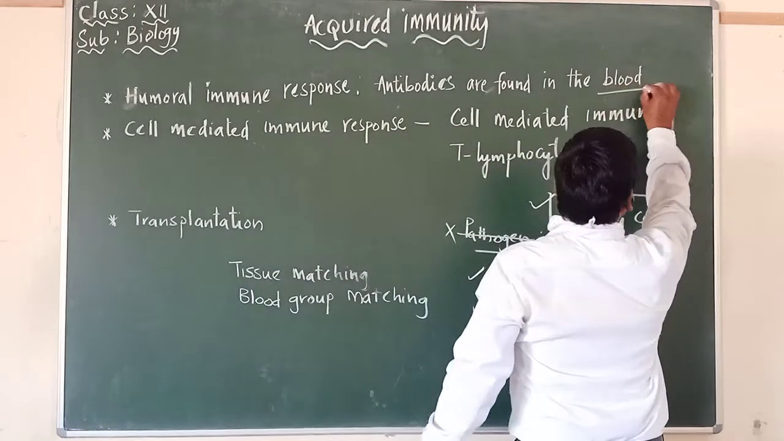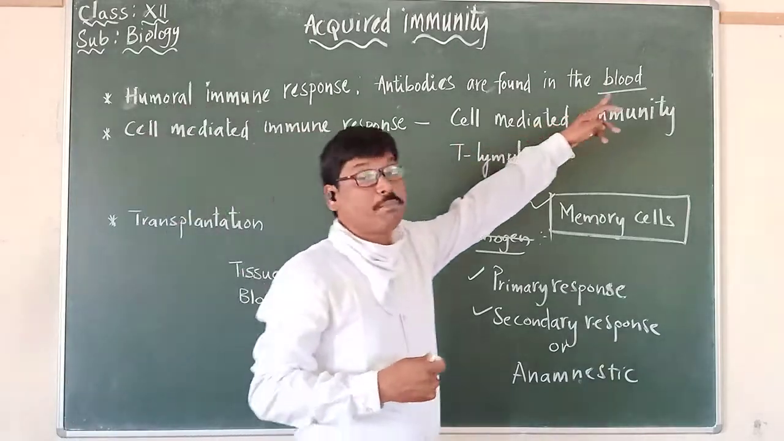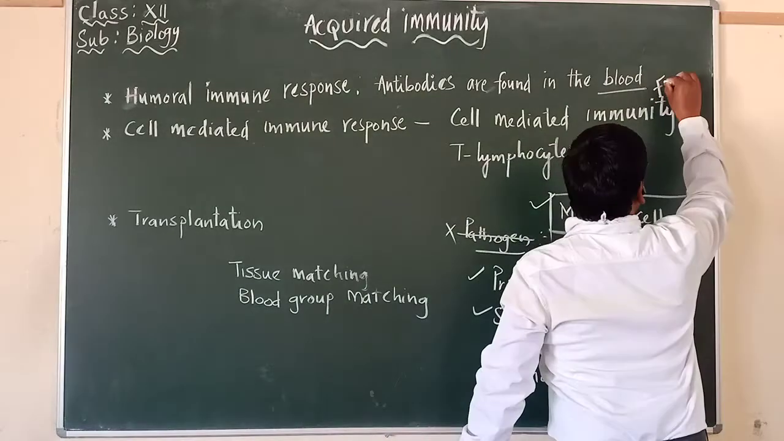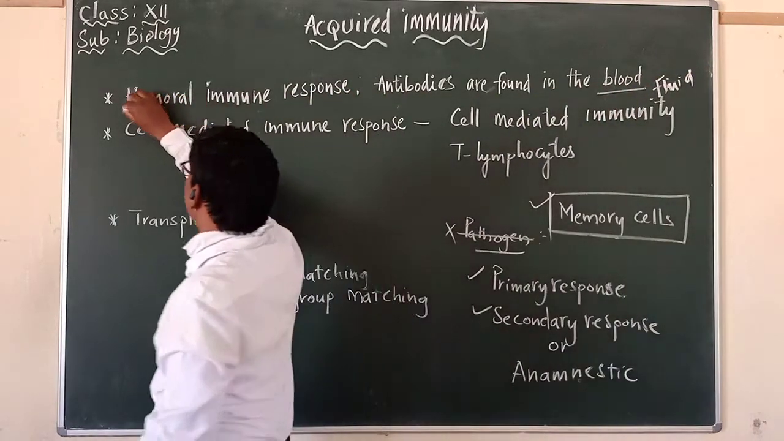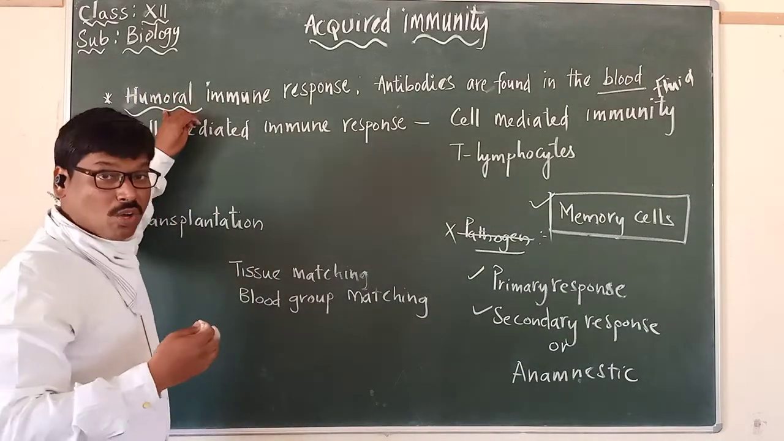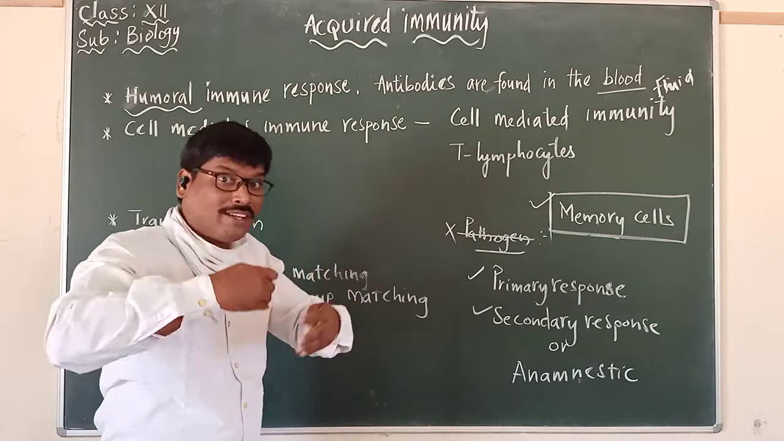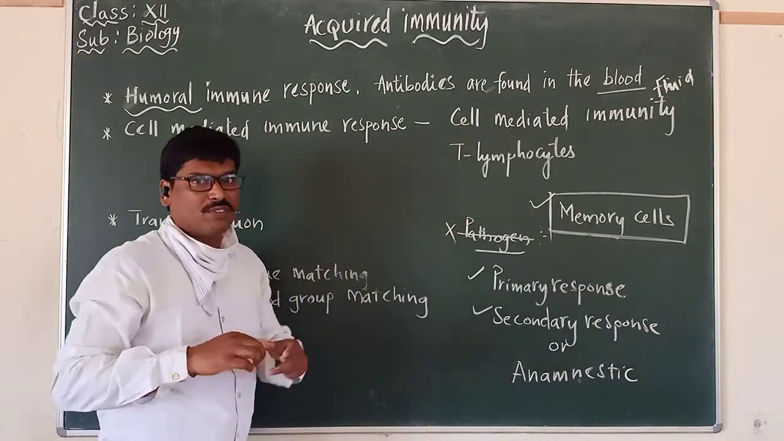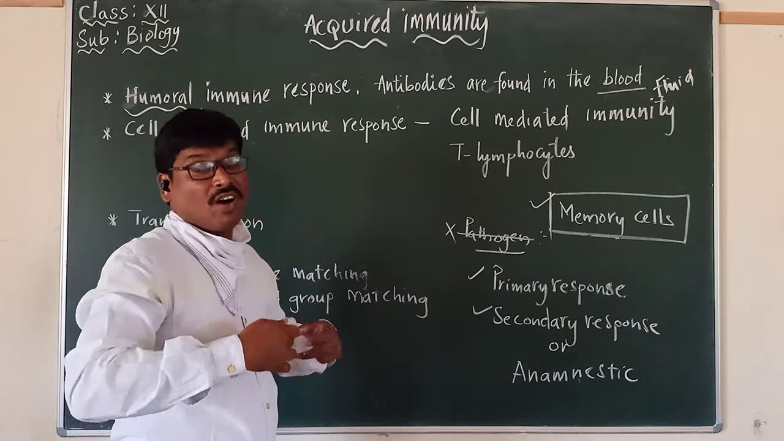We are learning that antibodies are present in the blood, and blood is a fluid. That's why we use the word humoral: humoral means fluid. So the antibodies present in our body are circulating in the blood, identifying different types of pathogens and destroying them before they can cause severe damage or disease.